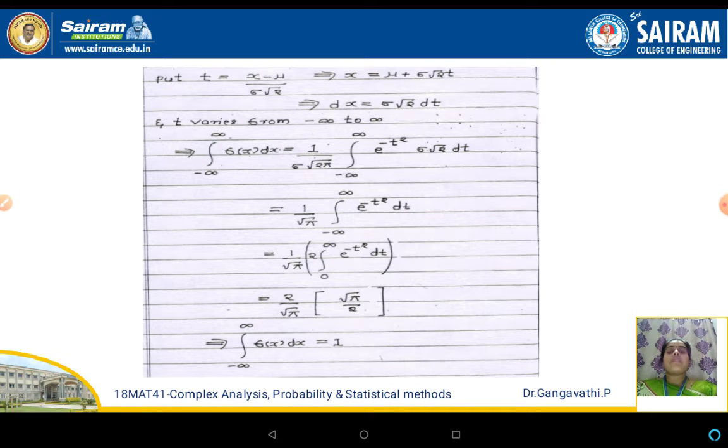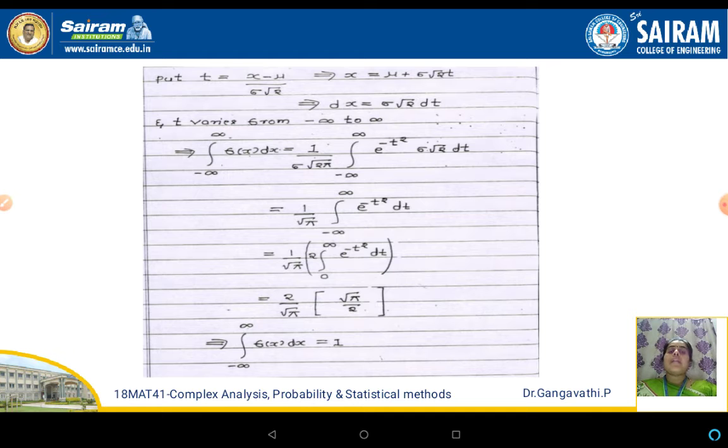Since we are converting everything in terms of t, we need to find dx, which on differentiation with respect to t gives sigma into root 2 into dt, and mu becomes 0 as it is a constant, and t varies from minus infinity to infinity. We all know that whenever we perform integration and make any substitution in the integrand, we have to check the limits with respect to the new substitution. On checking, the limits for t are minus infinity to plus infinity, which remain the same as for x.